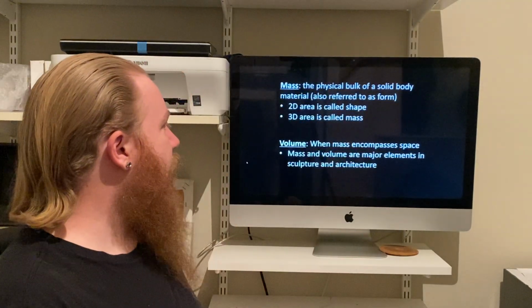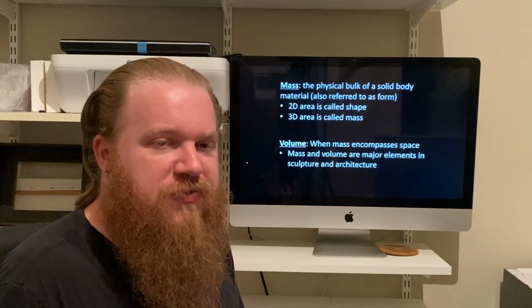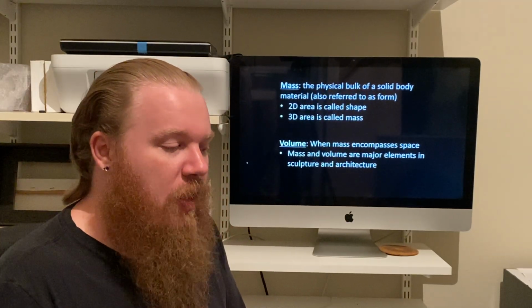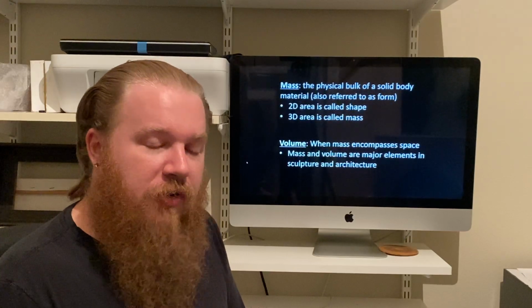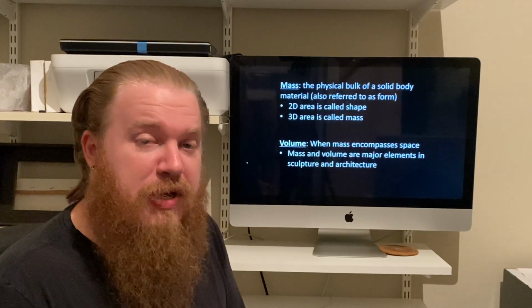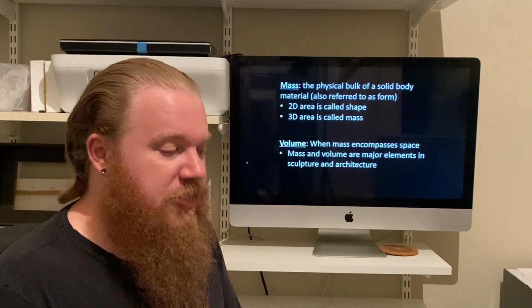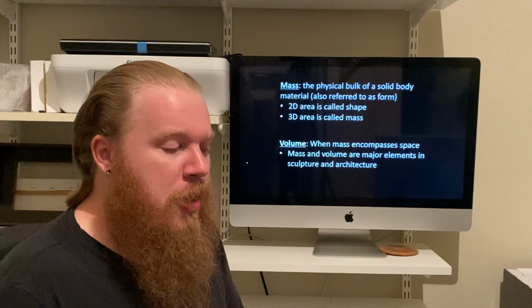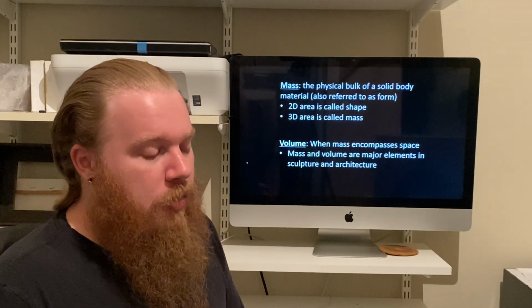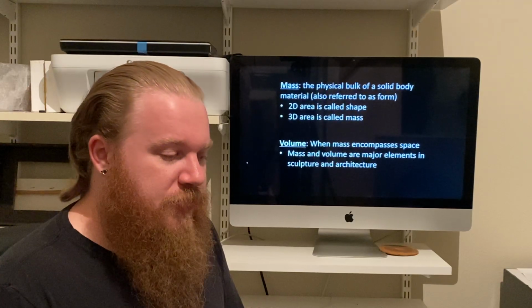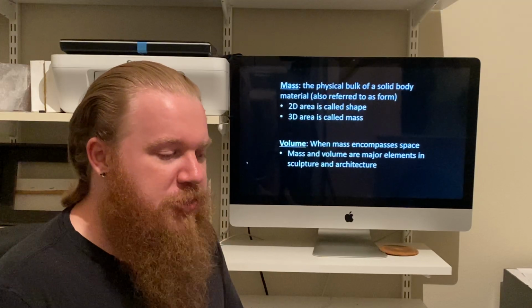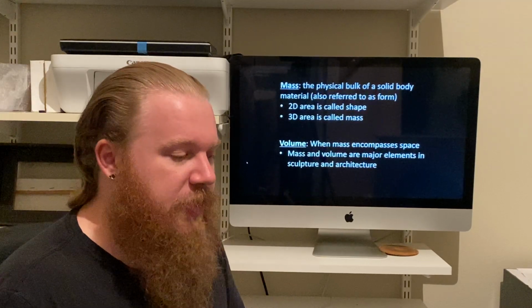Now, aside from that, also in terms of shape, we can also talk about mass, which is the physical bulk of a solid body material, also referred to as form. Mass is usually going to refer to something in the 3 dimensions or the 3rd dimension. So 2D area is called shape, whereas 3D area is called mass. So that's the major difference. Whereas volume refers to when mass encompasses space. So mass and volume are major elements in things like sculpture and architecture.